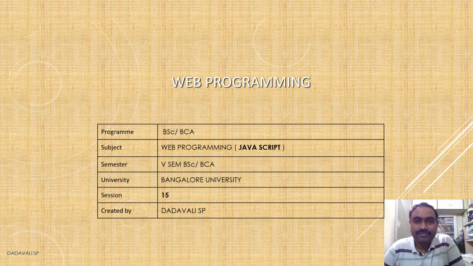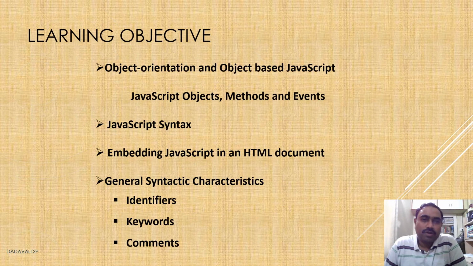Dear students, today we'll be discussing object orientation and object-based JavaScript: objects, methods and events, JavaScript syntax, and embedding JavaScript in an HTML document. Previous sessions we have already discussed. So practically we can see how to embed JavaScript in an HTML and how to run it in practical. And one more, general syntactic characteristics of identifiers, keywords, comments.